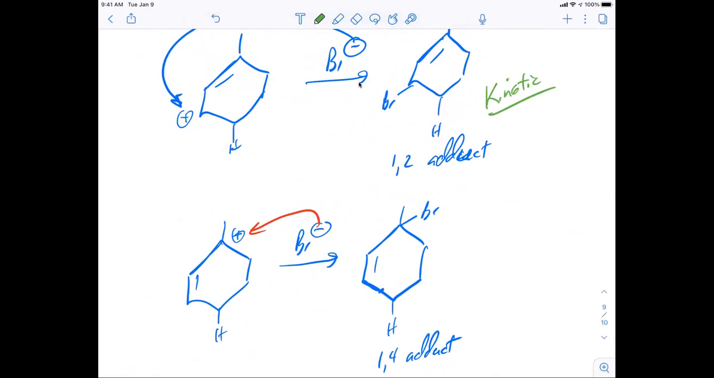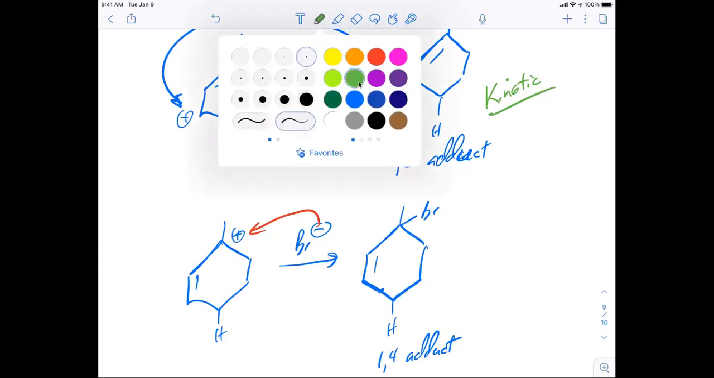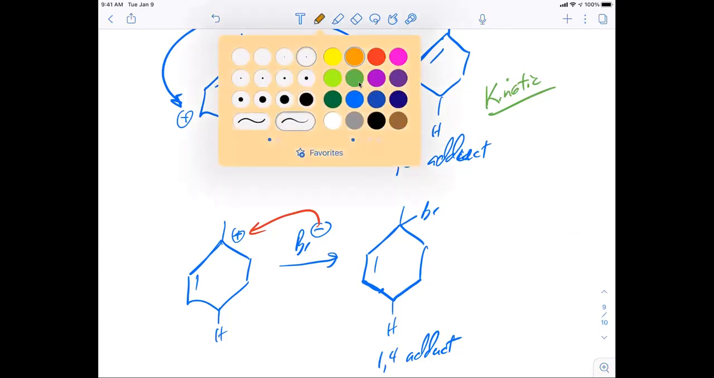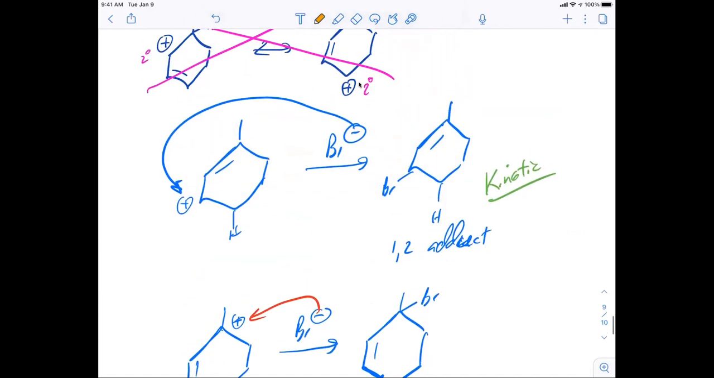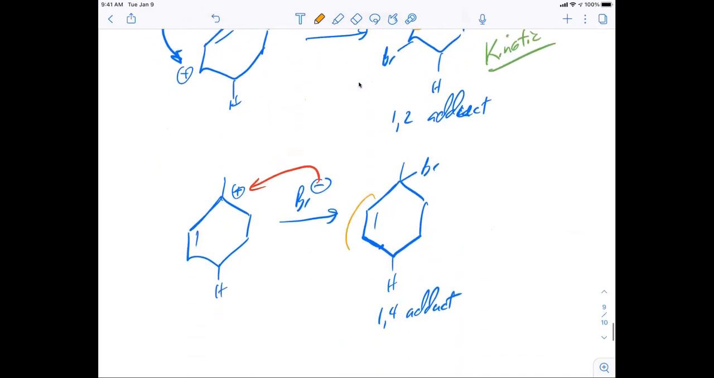Okay, what's going to be the thermodynamic? Thermodynamic is looking at stability. Stability of what in this case? Stability of my alkene. So this alkene, how many substituents do I have? I have 1, 2, 3. So this is a tri-substituted, right? On the second one, what do I have? 1, 2. This is di-substituted.